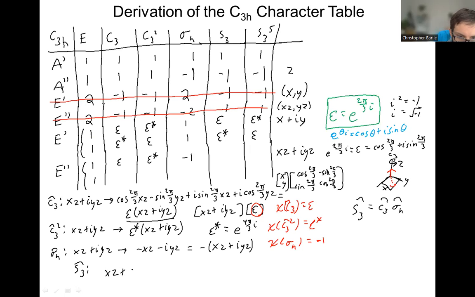But remember, we're asking how xz plus iyz, what does it go to? It's going to go to that, but the z's aren't going to stay the same now. The z's are going to flip. So we're going to get epsilon times negative xz, because z went to negative z, minus iyz. Well, we can just factor out a negative 1 there, and our character now is going to be a negative epsilon. Why is that? Because we were able to factor that out. It went to itself, it's an eigenfunction. So our character is equal to a negative epsilon.